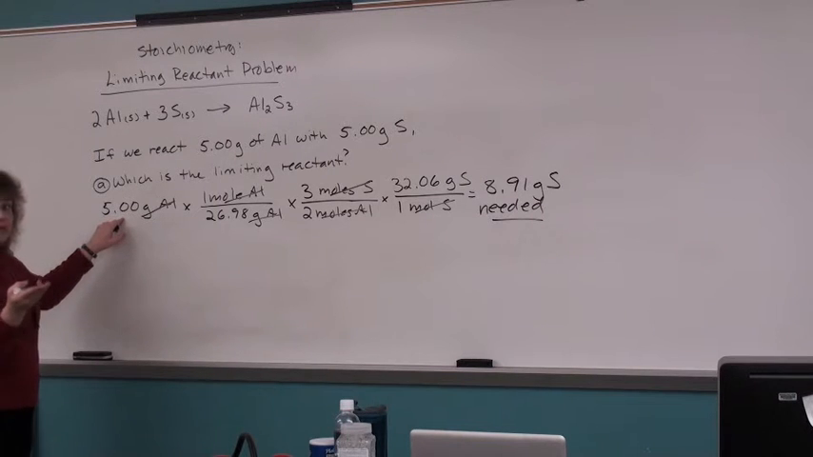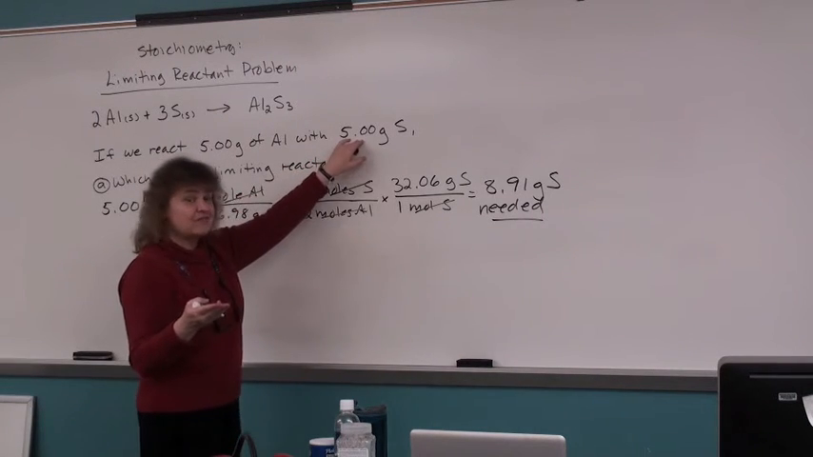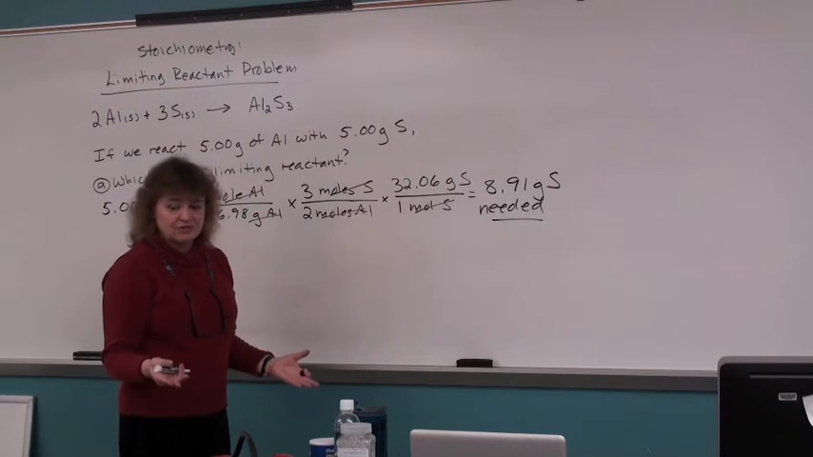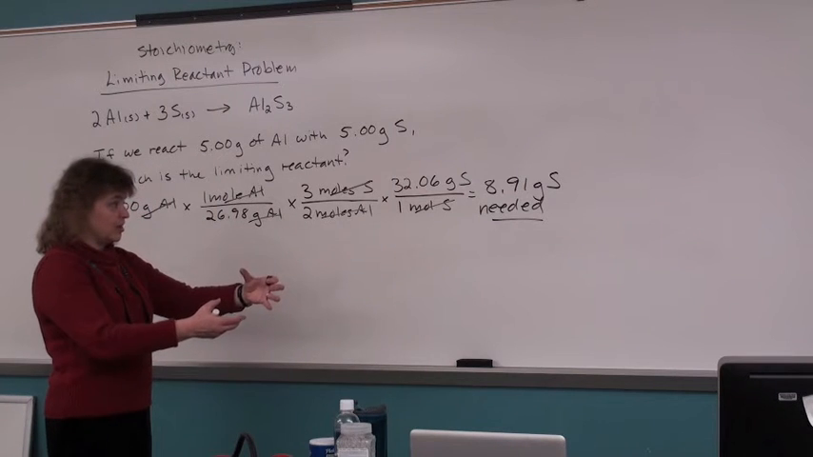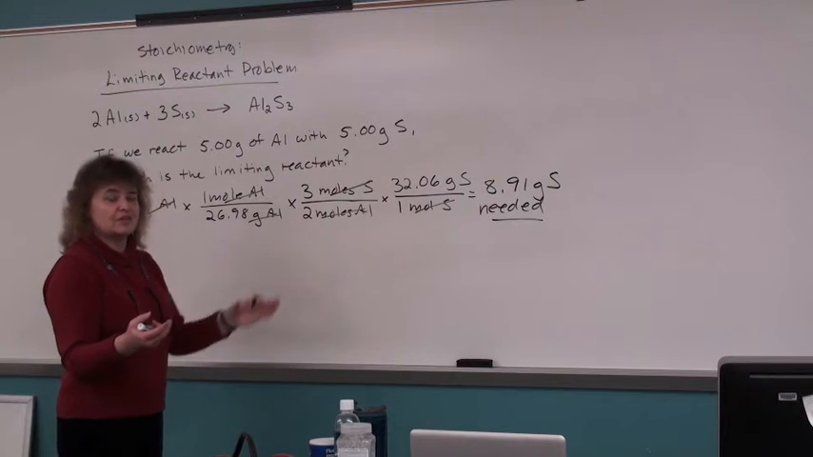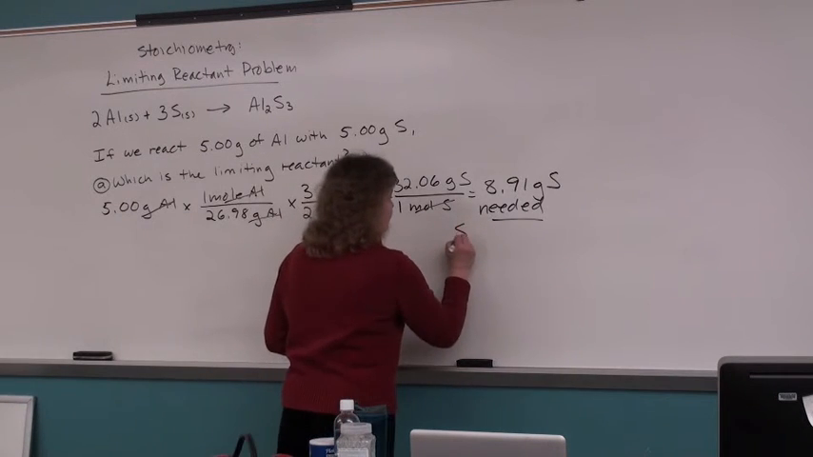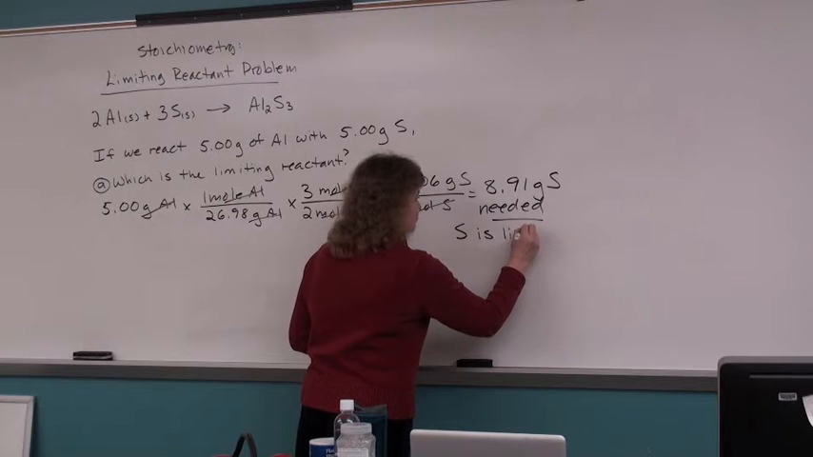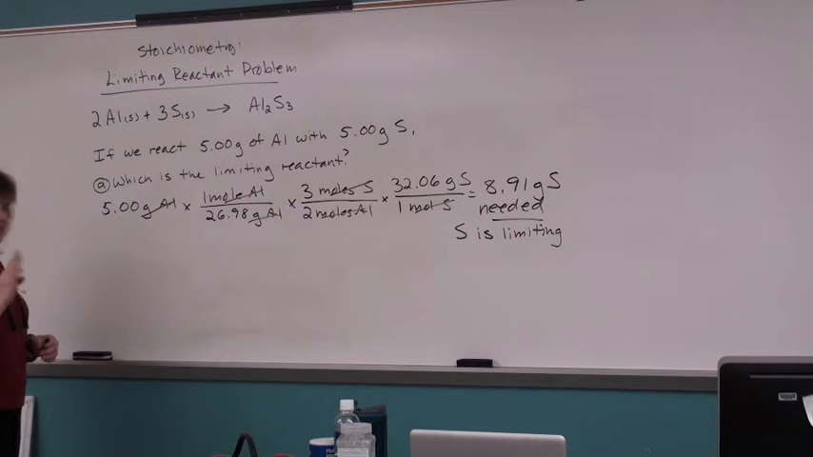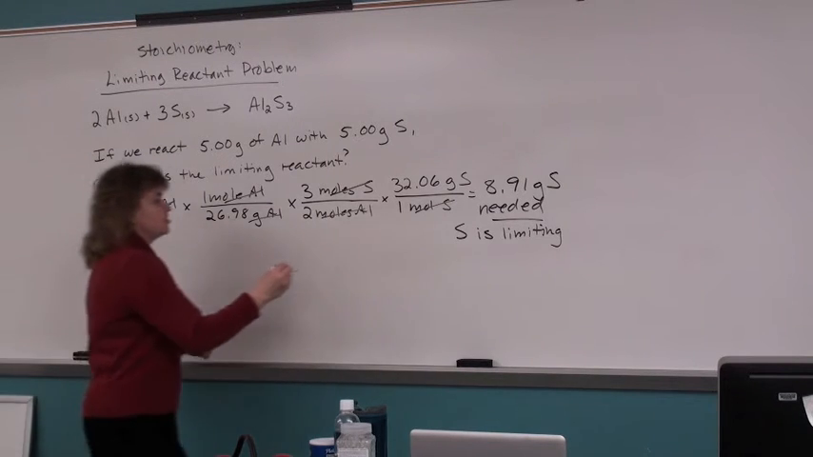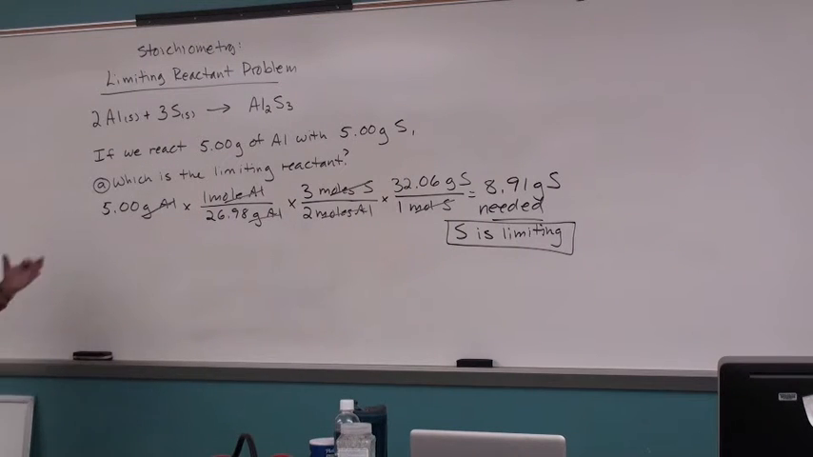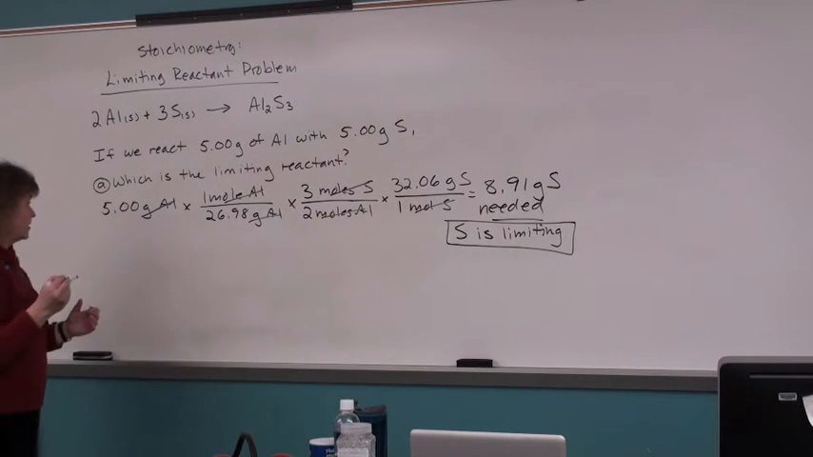That's like the cost. What do I really have? I only have 5 grams of sulfur. I don't have enough sulfur. I would need 8.91, I only have 5. So my sulfur is not enough. It's going to limit the problem. So sulfur is limiting because my 5 grams were not enough. So that's usually the first question in these kind of problems. But really, what's more interesting is how much of the aluminum sulfide can we make?